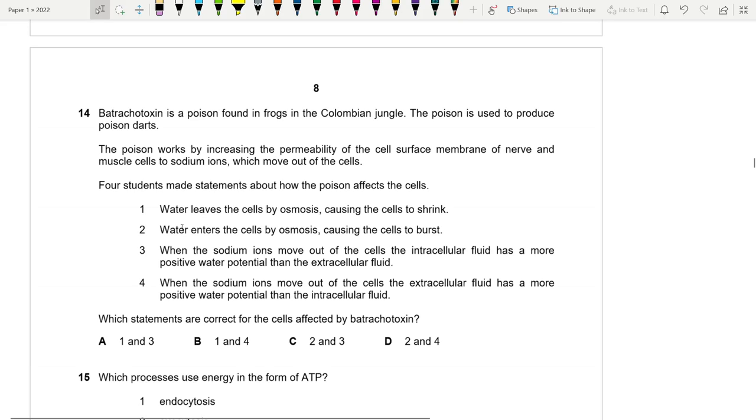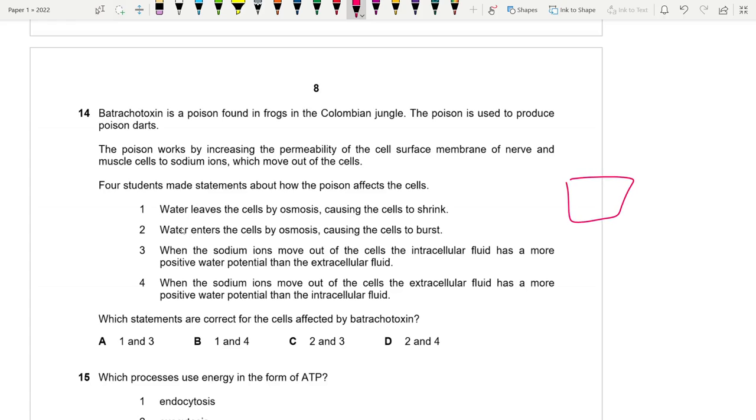Batrachotoxin. It's a poison found in frogs in the Colombian jungle. The poison is used to produce poison darts. The poison works by increasing the permeability of the cell surface membrane of nerve and muscle cells to sodium ions, which move out of the cell. 4 students made statements about how the poison affects the cells. Water leaves the cells by osmosis, causing the cells to shrink.